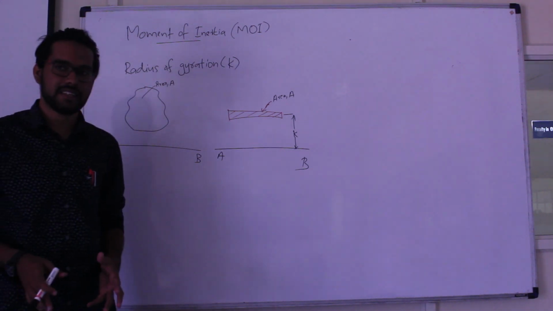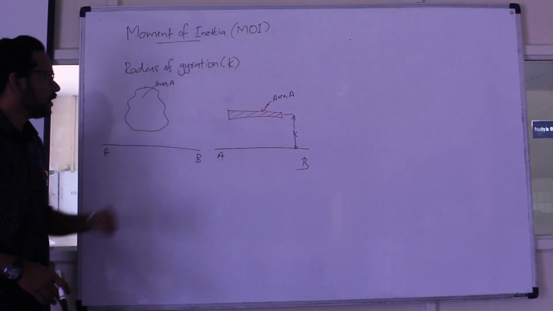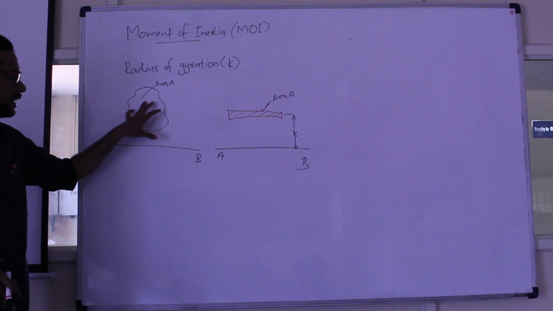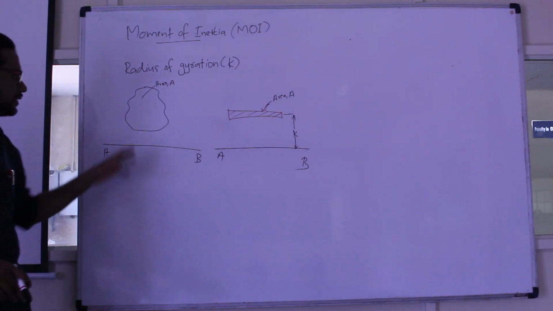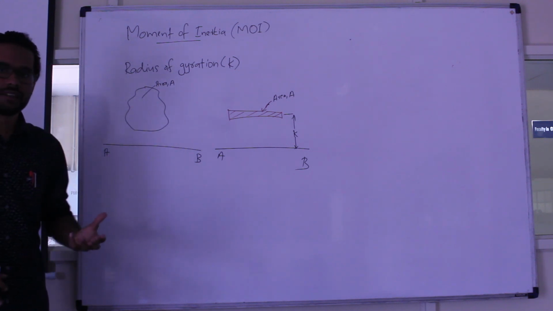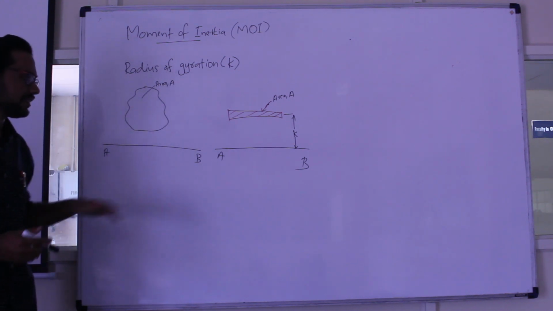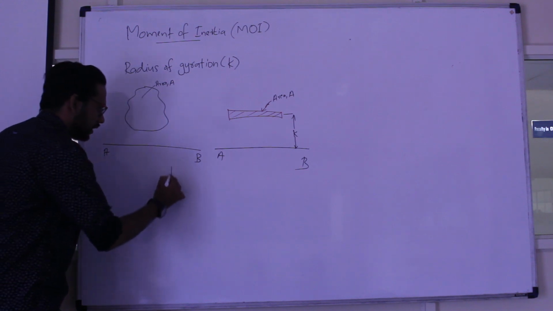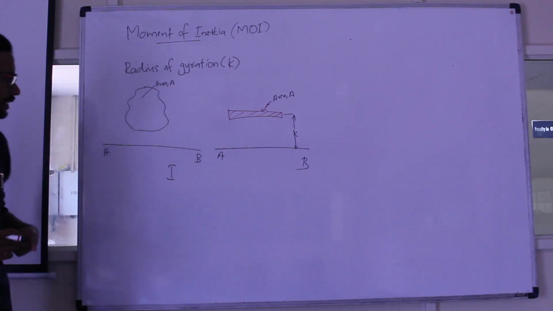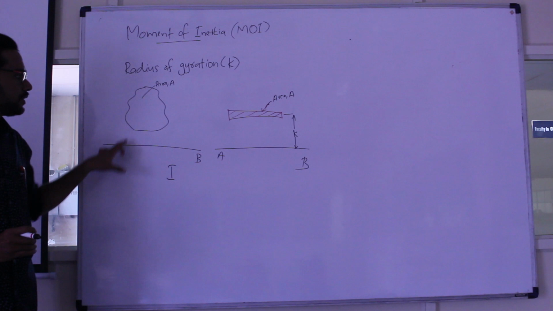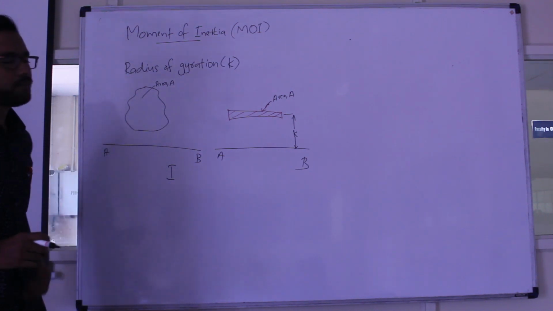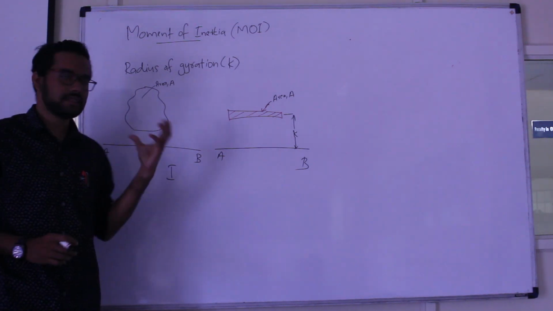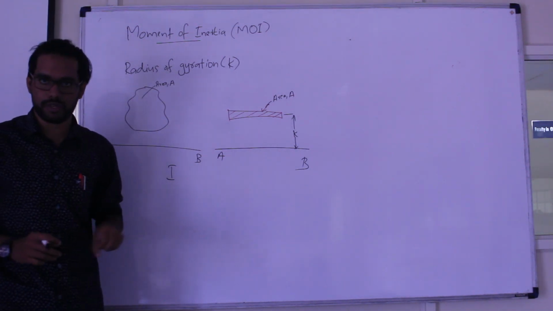So I will explain what the radius of gyration is. Consider there is an area A and a reference axis AB. Definitely this area has some area moment of inertia about this reference axis. Assume that the value of the area moment of inertia of this area about this reference axis is I.